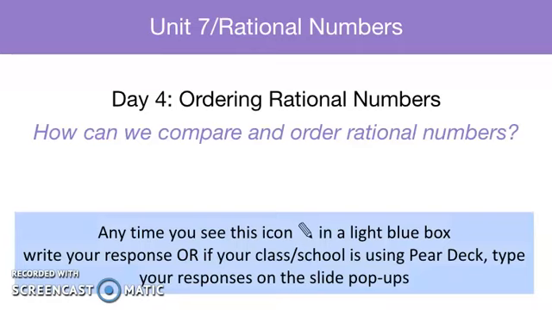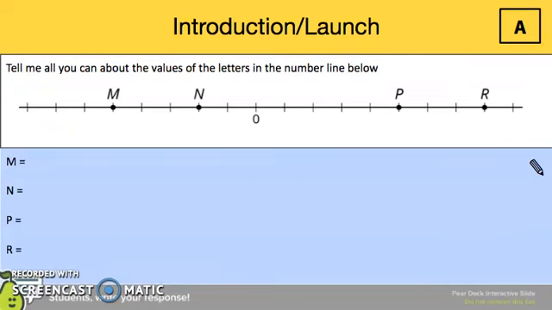6th graders are going to be in Unit 7, Rational Numbers, Day 4, Ordering Rational Numbers. How can we compare and order rational numbers? The introduction is going to be split into 2 parts. The first part is having students tell you all they can about the values of the letters in the number line below. You can provide students with space for each of the points M, P, and R so they can write something specific about the values of those letters.